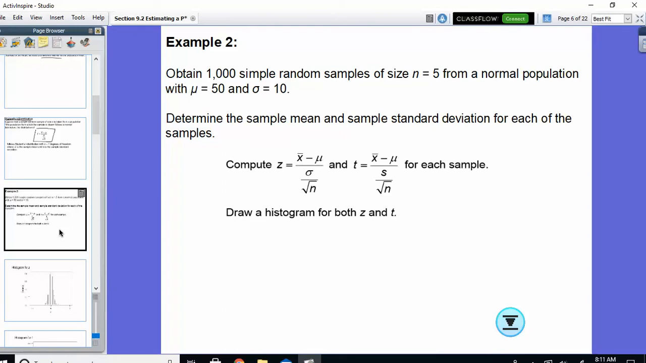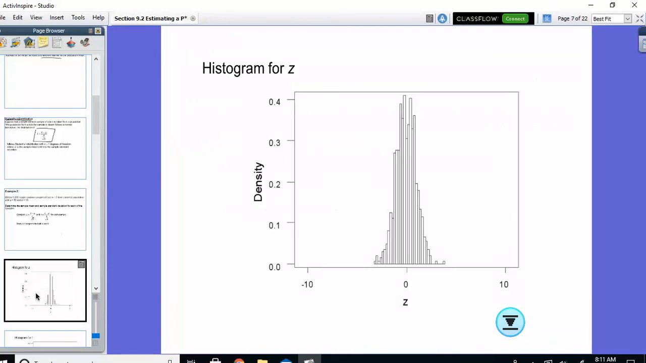So this example I've done for you on the next few slides. We had 1,000 different samples of size 5 from a population with a mean of 50 and standard deviation of 10. So I had 1,000 different groups of 5. We could find the sample mean and sample standard deviation. So you can find your z's, you can find your t's. If we look at the histograms for z and for t, okay, here's the z. So does that look pretty well normal? Yeah, it's basically normal. It's not perfect, but it generally follows that shape.